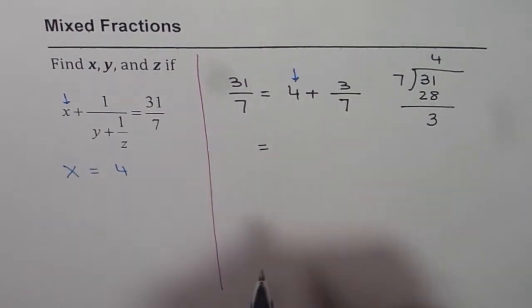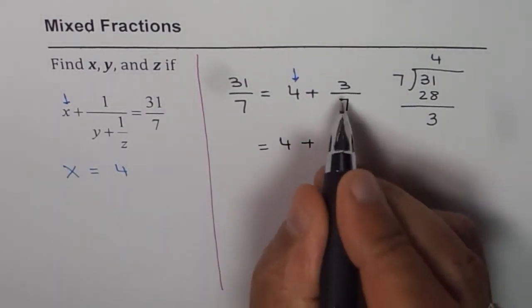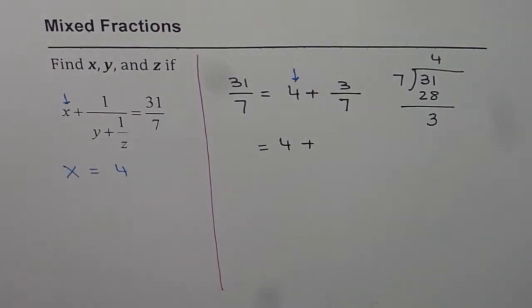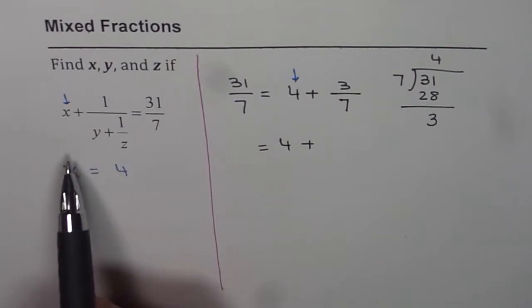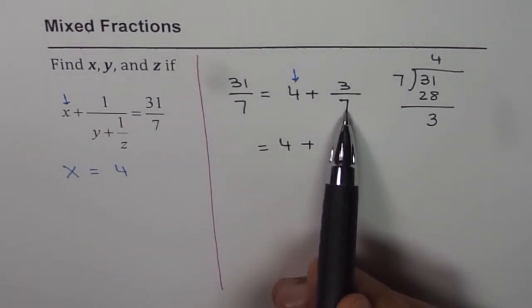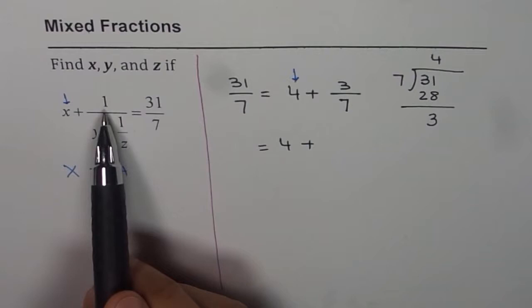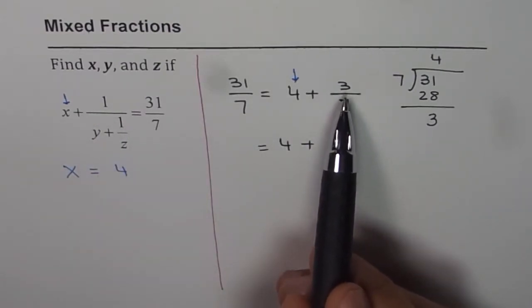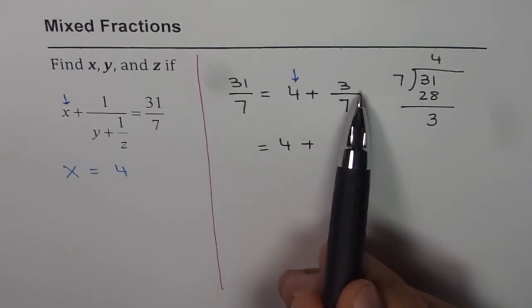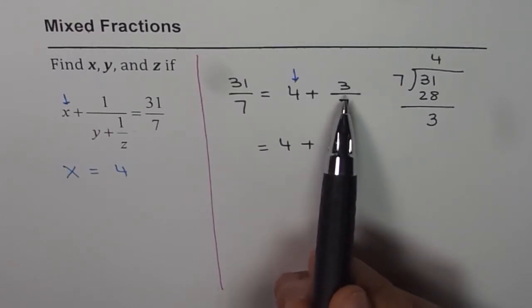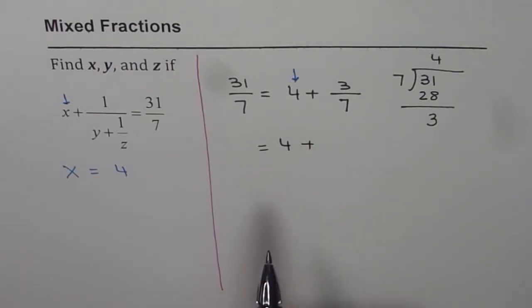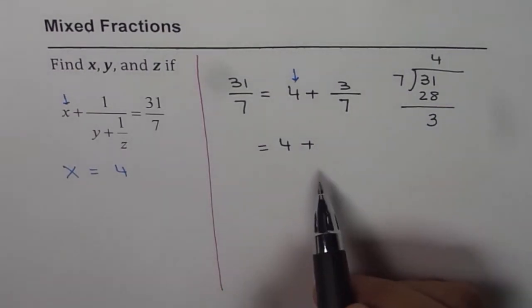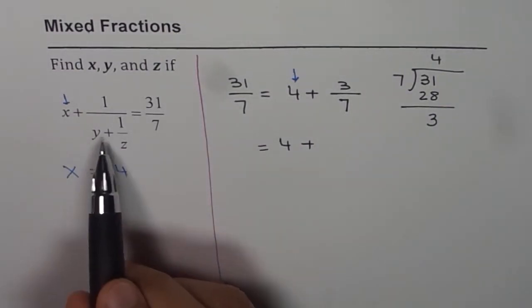Now, how to find y and z? So we already have 4 plus 3 over 7. But what we need here is 1 over, and this is split into two parts. That means I have to split 7 into two parts. Now how do I get 1 in the numerator? I get 1 in the numerator by dividing that number 3 by 3, right? So if I divide the numerator by 3, for equivalent fractions, I have to divide the denominator also by 3. Well, that gives me a clue. That is one step. Now how do I get these two parts?